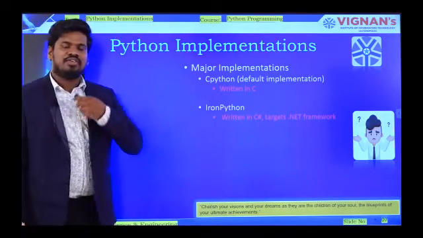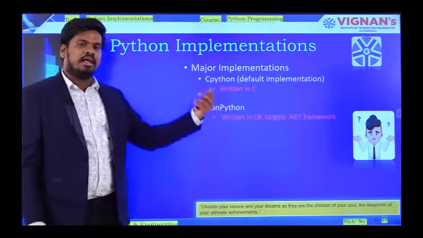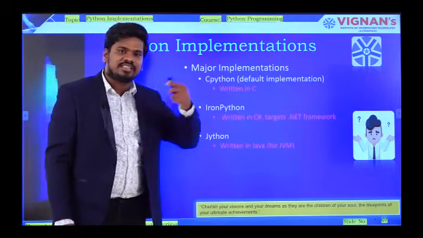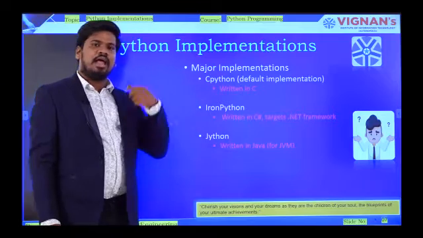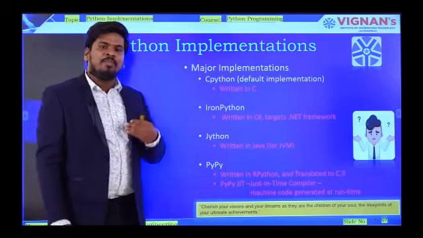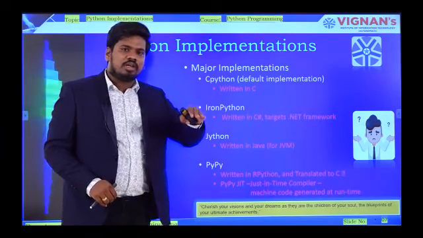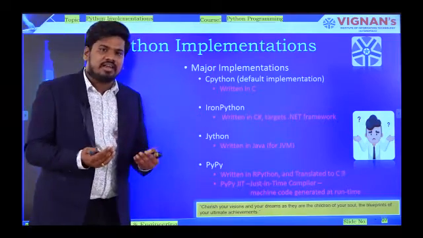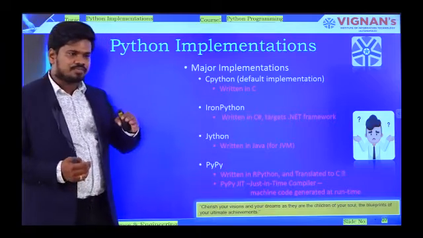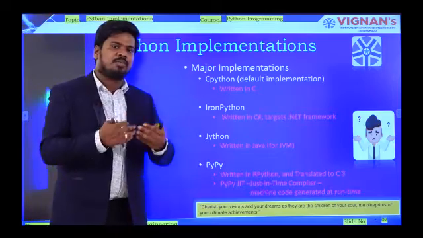Coming to the next one, IronPython. If you are interested in executing a C# program on Python, the implementation is IronPython. And next, if you are interested in executing your Java program on Python, the implementation is Jython. And next, if you want to match the execution speed of your Python program with your C program, then there is a subset of Python, and the name of that subset is PyPy.